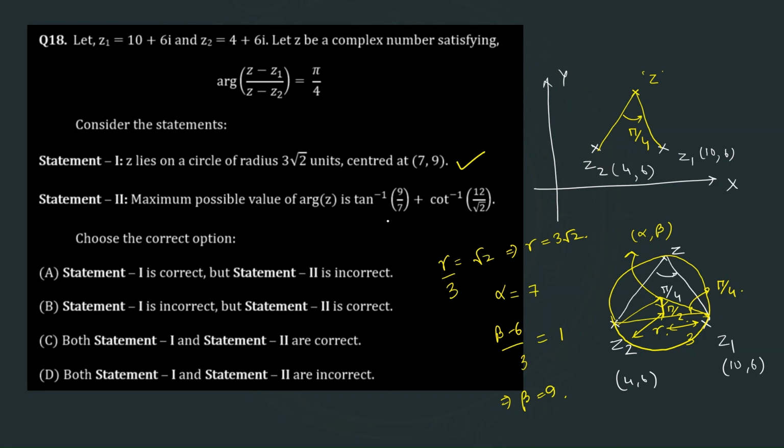So here we can also see that statement 2 is wrong. So statement 1 is correct, but statement 2 is incorrect. That means option A will be the correct option for this question. I hope you understood the concept behind this question.